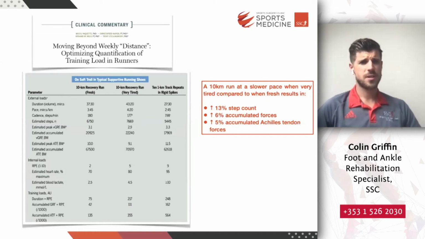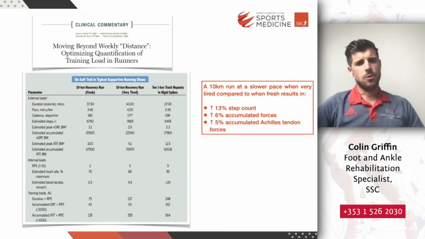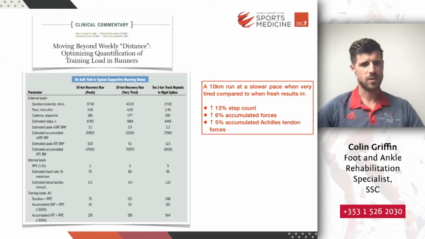So this is a nice little graph, and again, I'm not going to go through every little thing in detail, but there's a few relevant points here. Basically what they did was quantify the loading of an elite runner who runs a 10K when they're fresh on an easy day, runs a 10K when they're very, very tired, so they're a little bit slower, about maybe 25 or 35 seconds per kilometer slower, versus doing 10 one-kilometer intervals on the track in spikes.